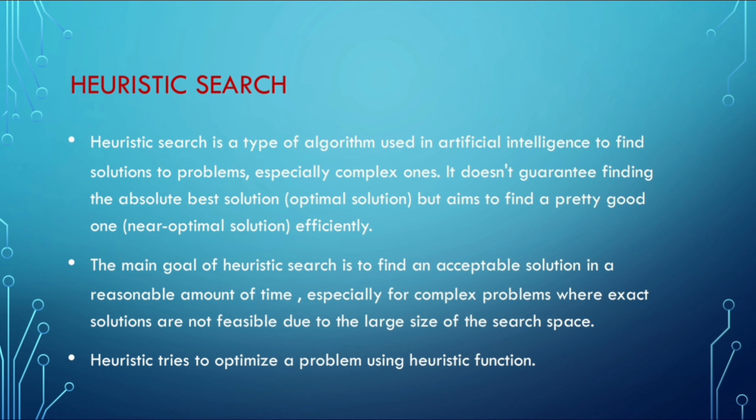That is, heuristic search is a technique used to solve a problem quickly. Many of the problems that fall within artificial intelligence are too complex to be solved directly. To overcome this problem, we use the heuristic search method. Heuristic search tries to optimize a problem using a heuristic function.